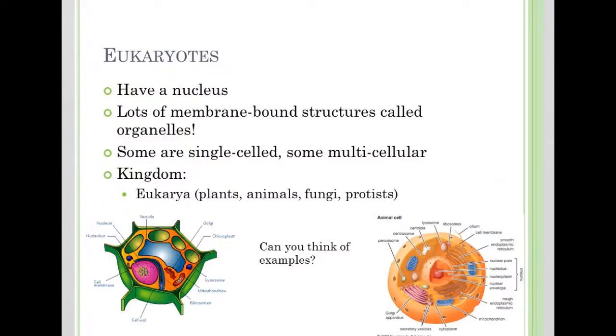Eukaryotes, on the other hand, they do have a nucleus, as we discussed. They have lots of membrane-bound structures called organelles, which we'll talk about in a bit. Some of these can be single-celled, some can be multicellular. There's a whole domain of Eukarya, so a domain of all eukaryotes, and that includes the kingdoms plants, animal, fungi, and protists, which are single-celled for the most part, eukaryotes. So we are eukaryotes, all plants are eukaryotes, your dog is a eukaryote, that sort of thing.